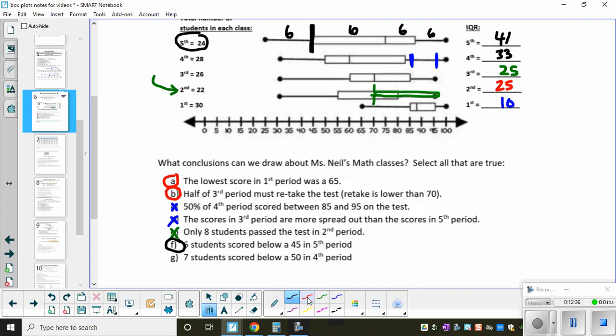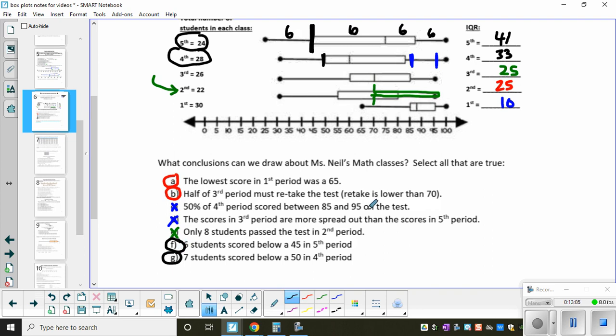All right, and for the last one here, we focus on fourth period, so the one right below it. And it says 7 students scored below a 50 in that class. So here is the 50. And again, that's a fourth of the data. And if I look at a fourth of the data, a fourth of 28 students, 28 divided by 4 is in fact 7. So yes, these are true statements.